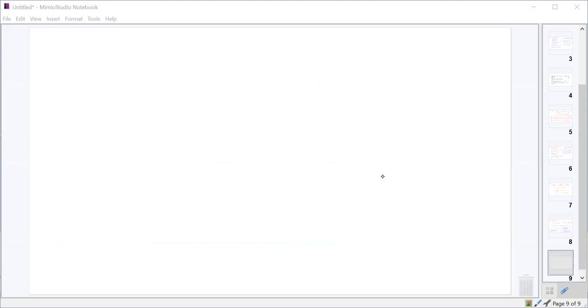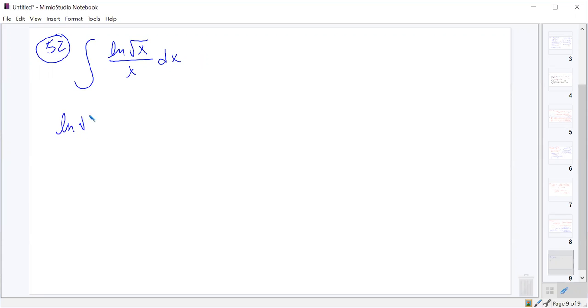All right, next one on the list is 52. Okay, 52 natural log root x over x dx. Just looking at that one, there's not really like a nice clean u substitution to use for it. So we got to do a little bit of creative work here again. Natural log of root x is the same as natural log of x to the 1/2, which is the same thing as 1/2 natural log x.